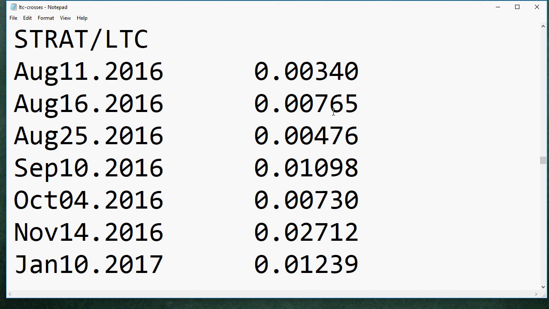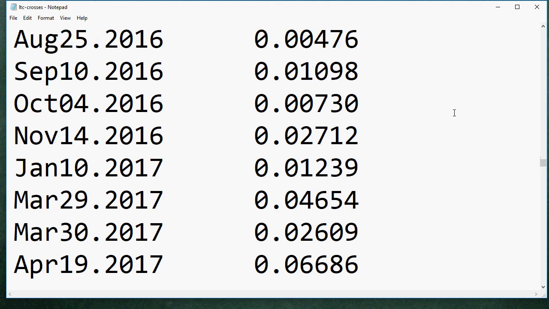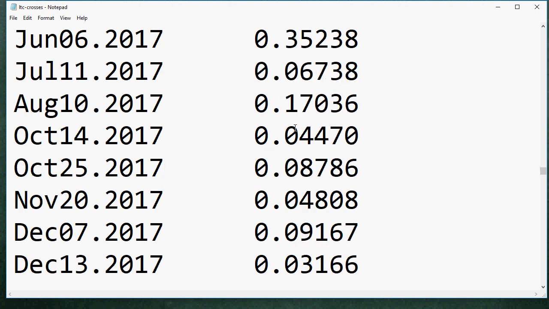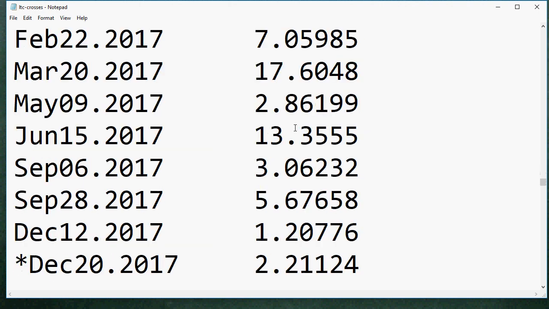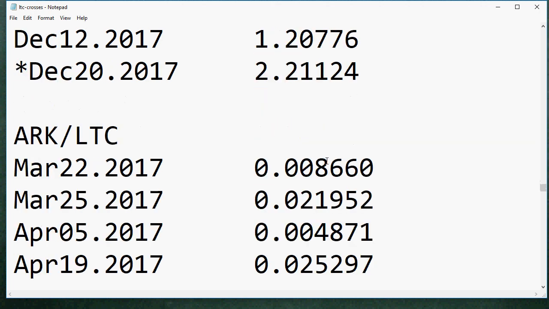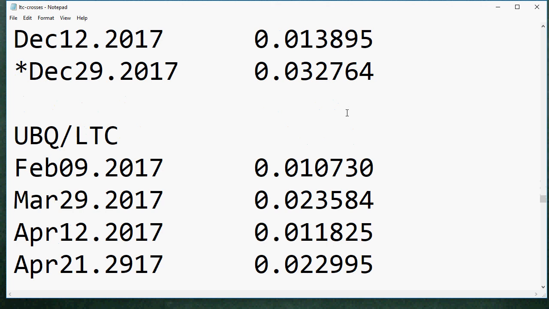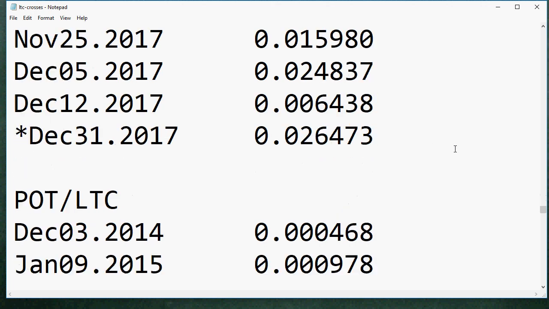Strat, 340, we can see having its wild moves as well, up to 66.87 in April. But what's important again, all of the amount of trades. ZEC, if you look at the wild moves, 17 down to 3, up to 13, down to 3. ARC, same thing. UBQ has been fantastic.